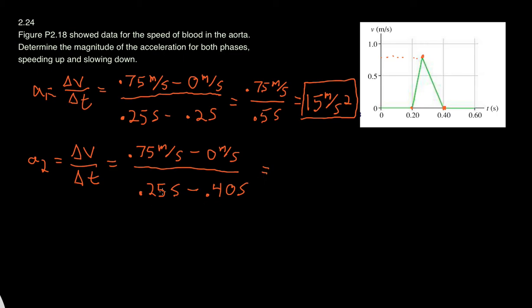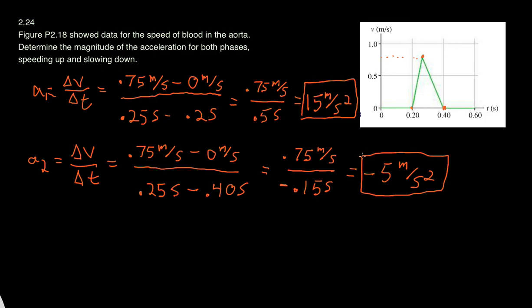And so if you notice, this denominator is going to be negative, which will give us our negative slope. So it's going to come out to 0.75 meters per second over negative 0.15 seconds. And this comes out to negative 5 meters per second squared. So that's our slowing down one.